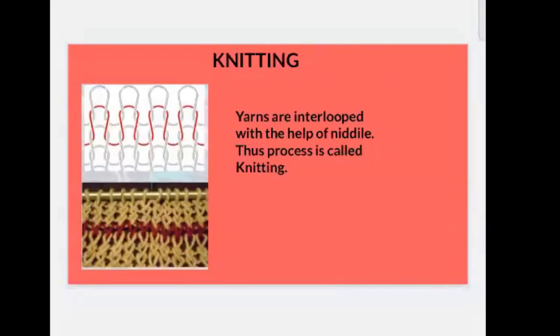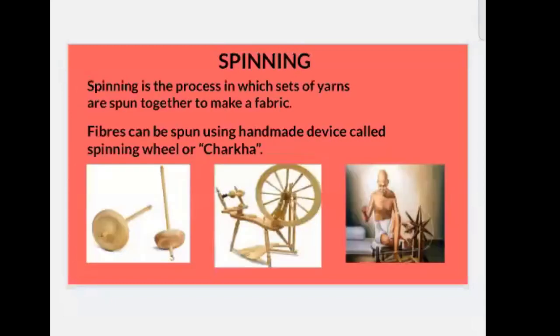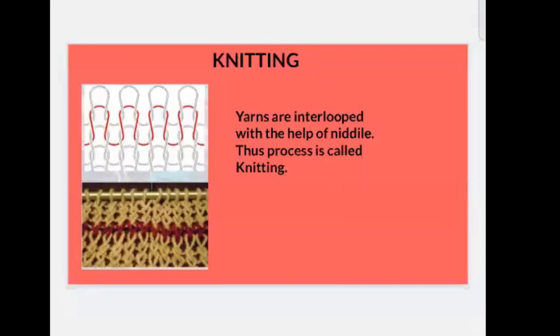The next process we have seen is knitting. The two sets of yarns are interlooped with each other with the help of the needle, and hence the process is called knitting. Different kinds of cloth need different kinds of processes. Like we can do the spinning with cotton clothes, we can do the knitting process with woolen clothes.